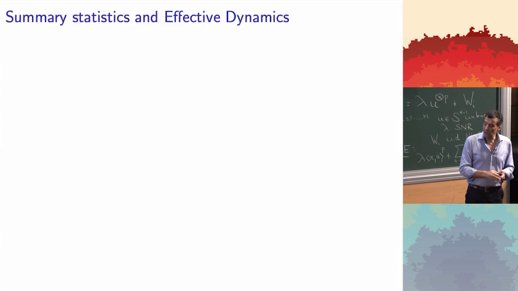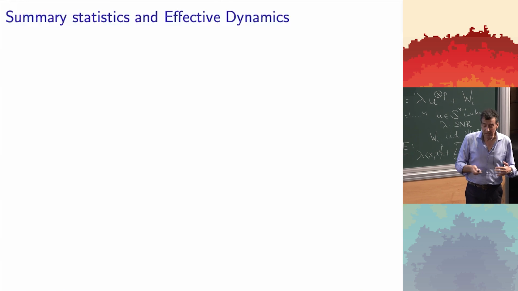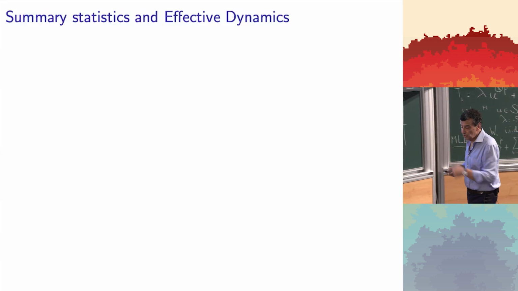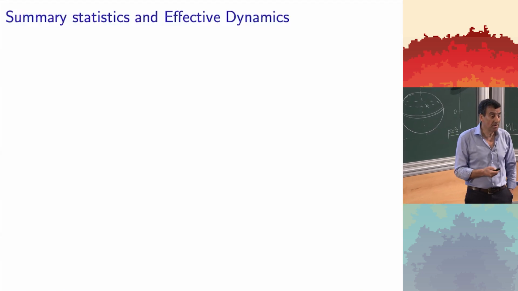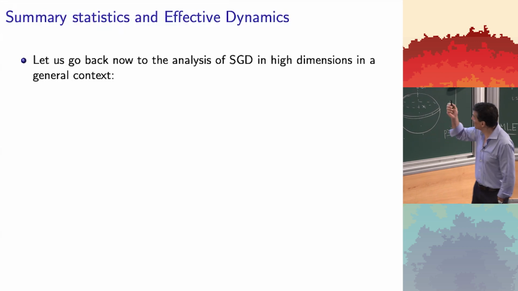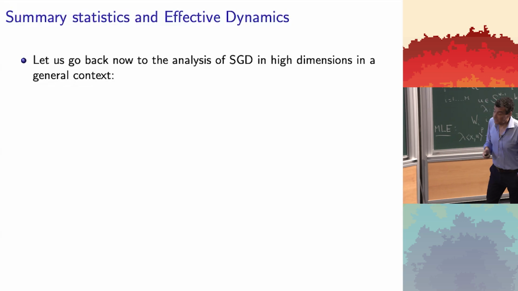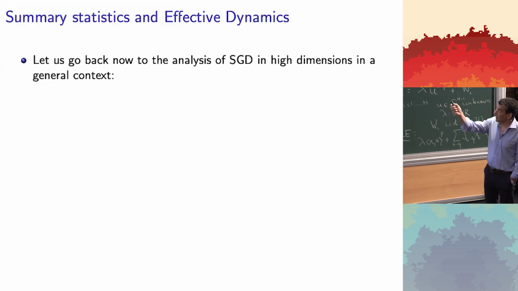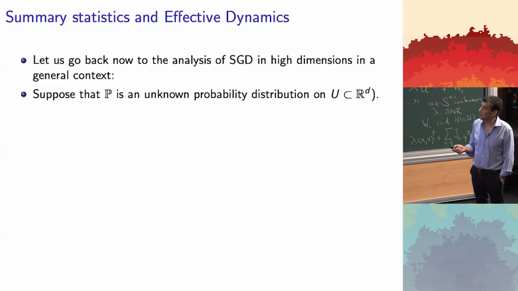But this is dimension 1, so the next step was to go to, it's possible maybe that we have a projection in dimension 17. So that's what summary statistics and effective dynamics are. So let me go back first to the analysis in high dimension and the notation which I gave you in the very first lecture.